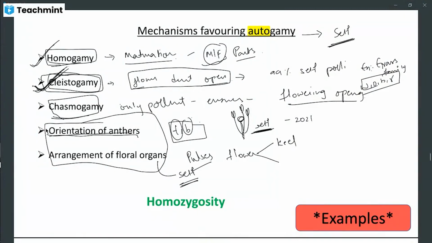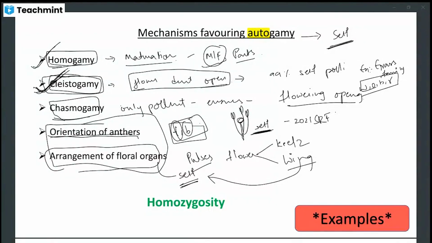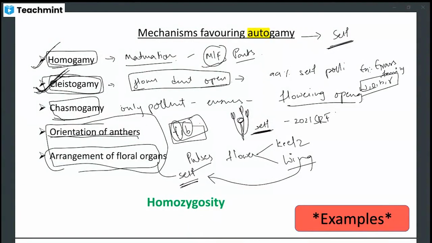The most important example for this one is tomato and brinjal. It was a direct question in 2021 SRF. And then the arrangement of the floral organs in pulses, with keel petals and wing petals, ultimately ensures self-pollination. So if a plant continuously undergoes self-pollination, will it increase or decrease the homozygosity? Increases. Yeah, it increases the homozygosity. Even this was a direct question. So autogamy increases the homozygosity. Please remember it. These are the different mechanisms that we covered under autogamy.